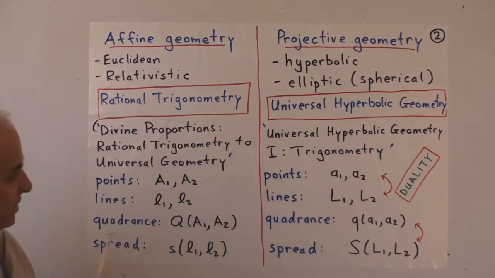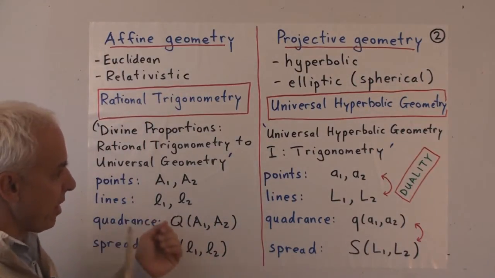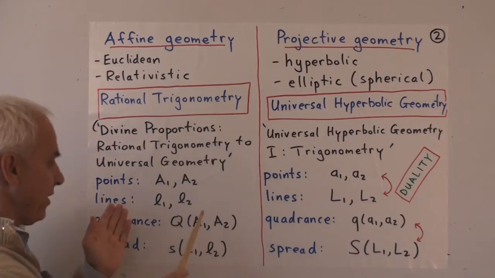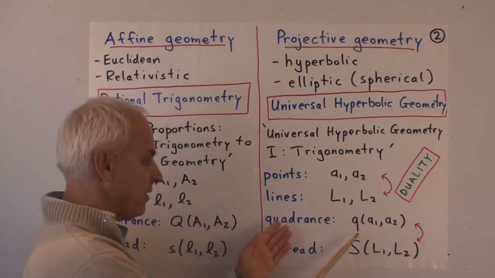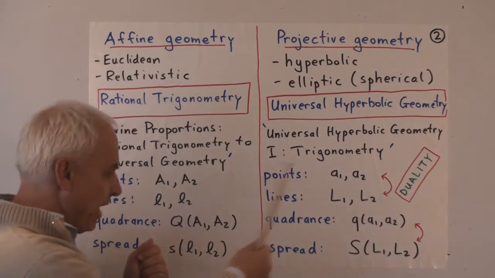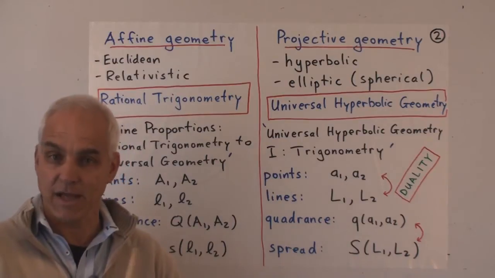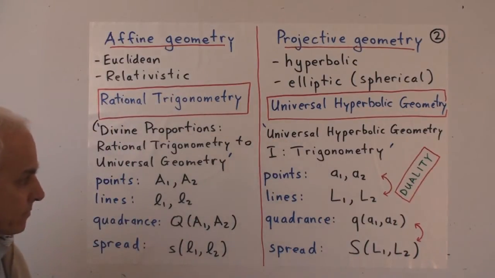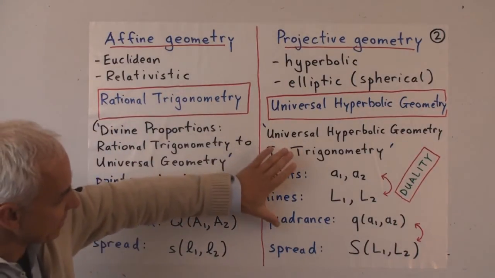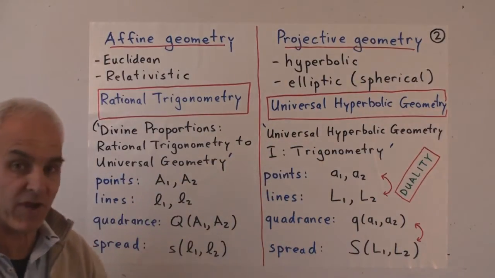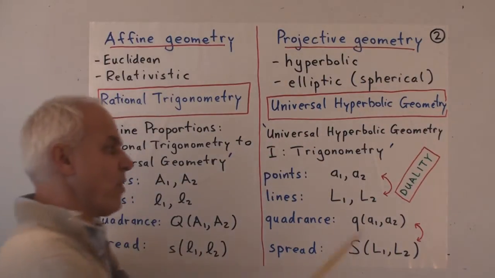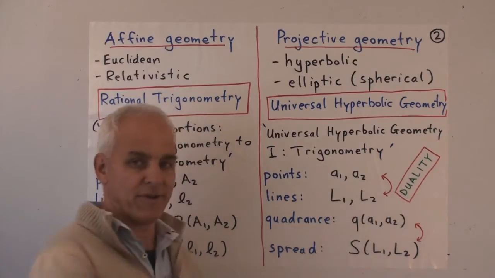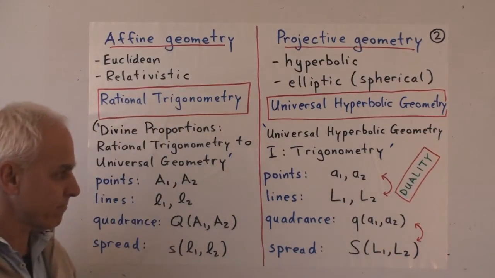But I'm going to start off today by comparing our approach to trigonometry in the affine and the projective setting. The comparison is particularly interesting and instructive. One feature that we have over here on the projective side that we don't have over here is duality, a very important distinction between the two.